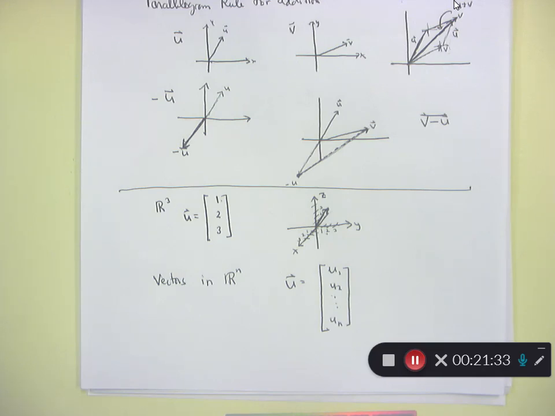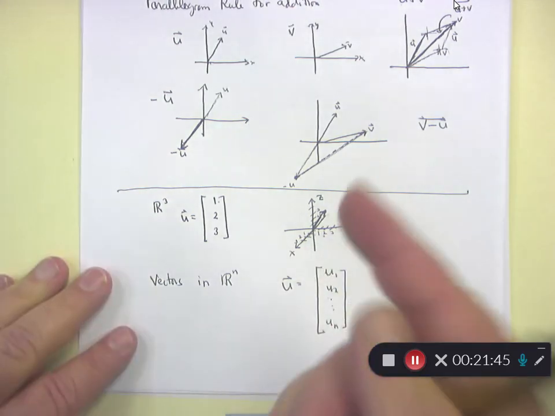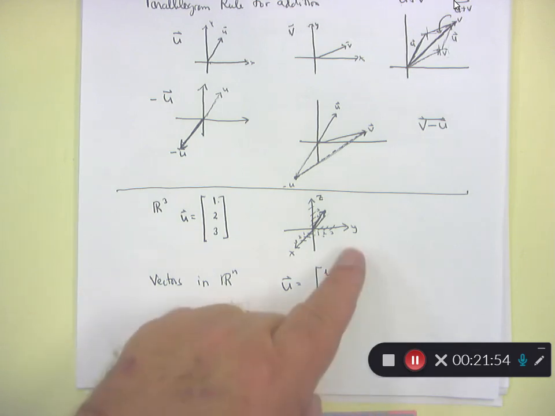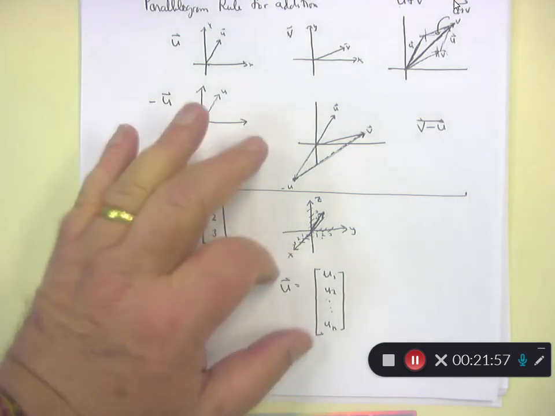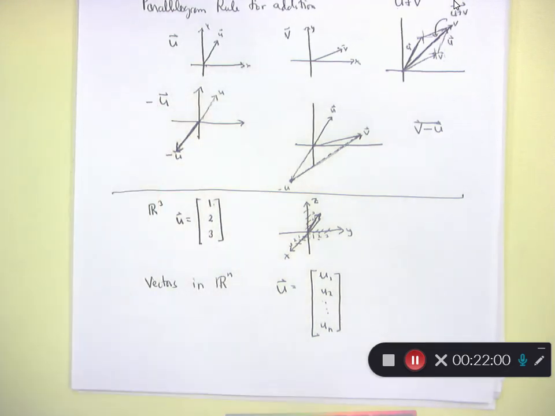Positive into the page or out of the page? Positive is out of the page. So out of the page, coming this way, is positive. Right is positive and up is positive. That's the mathematical way of doing it. And Y is on the page, Z is up the page. Horizontal on the page is Y, up the page is Z.